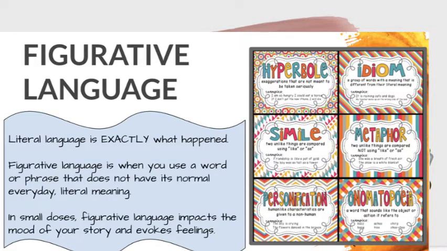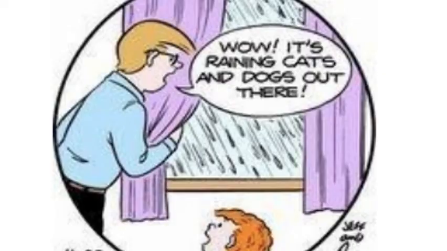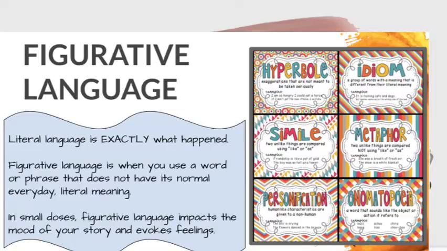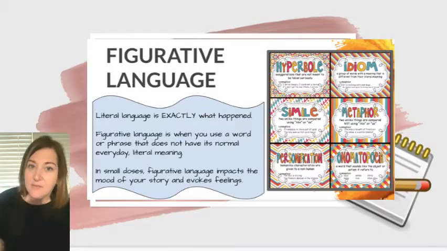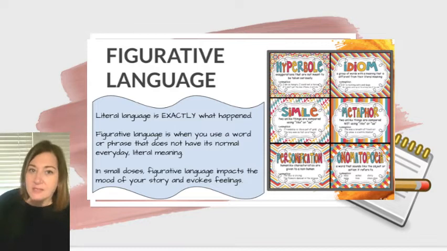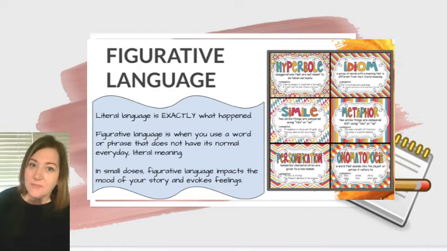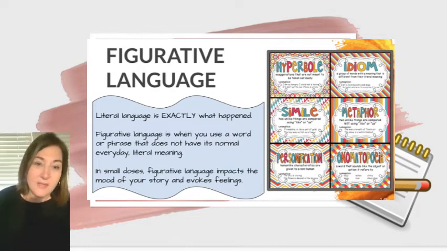So you might say something like, it was raining cats and dogs, or my mom told me 1,000,000 times to clean my room. Well, the first one's an idiom. It's not really raining cats and dogs, but we know that that means it's raining hard. The second one is a hyperbole. Your mom really did not tell you 1,000,000 times to clean your room. That's a hyperbole.